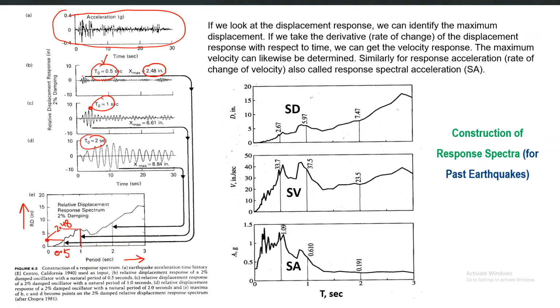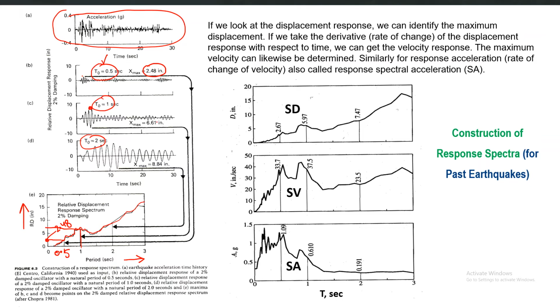Similarly, for 1 second we will get another point. So if we perform enough single degree of freedom system analyses repeatedly, we can construct this curve, and that curve is called the response spectrum. In this case, it is the displacement response spectrum.